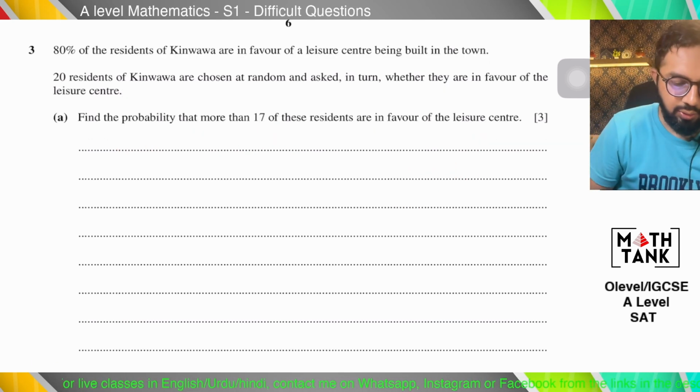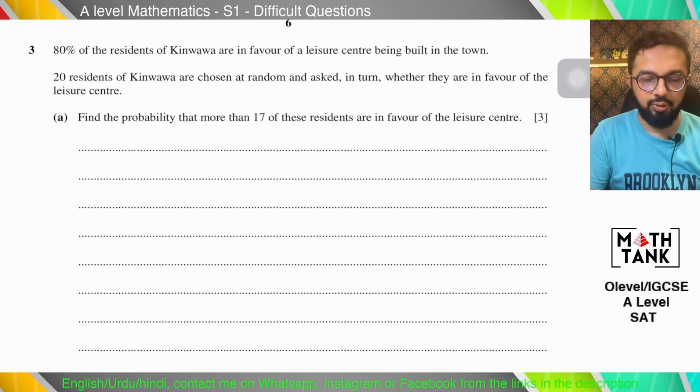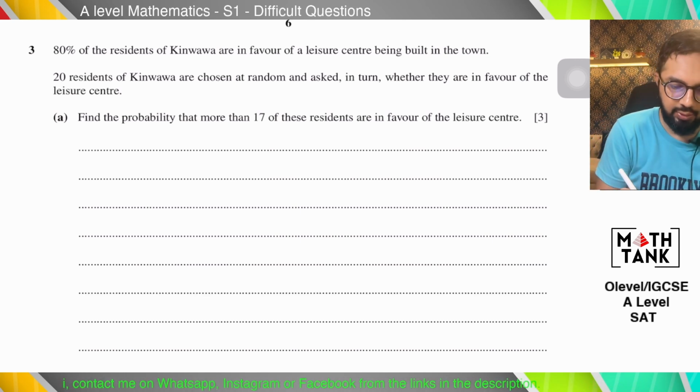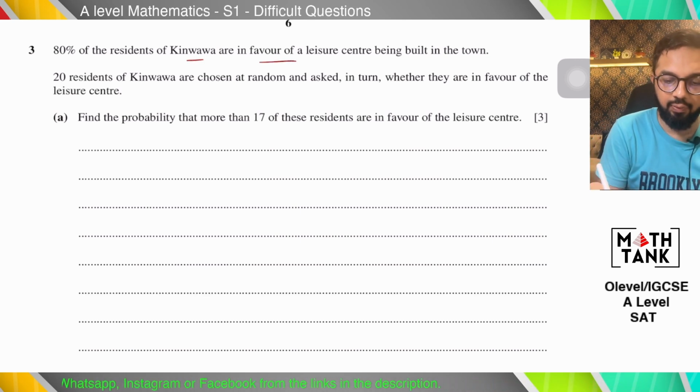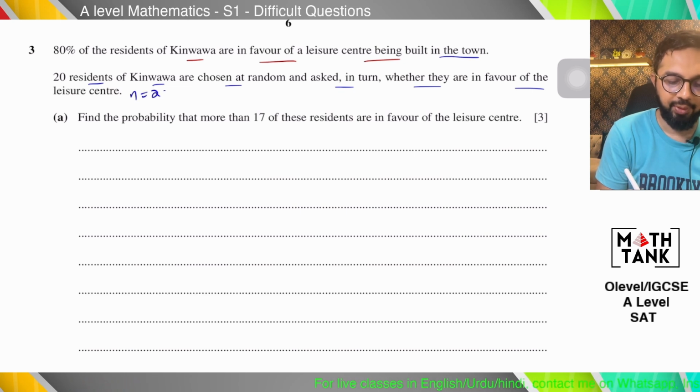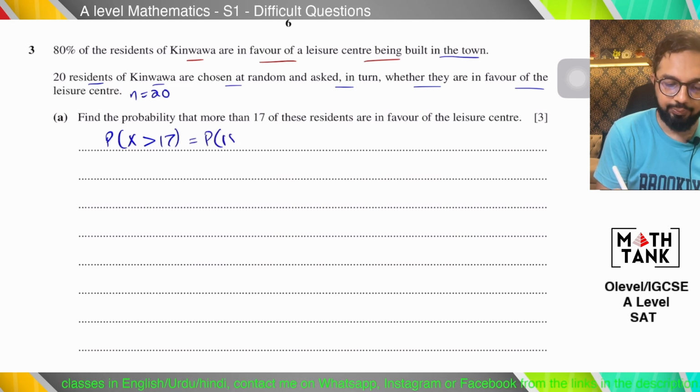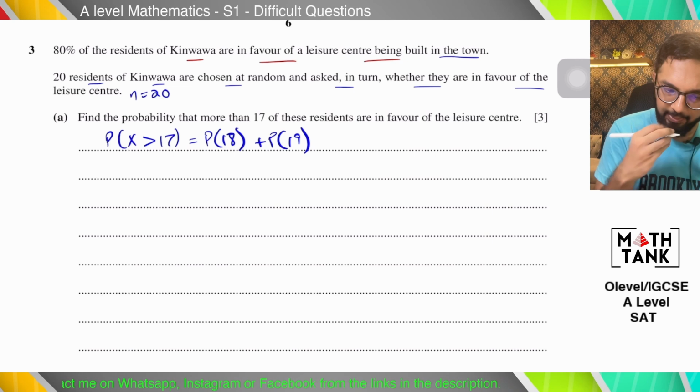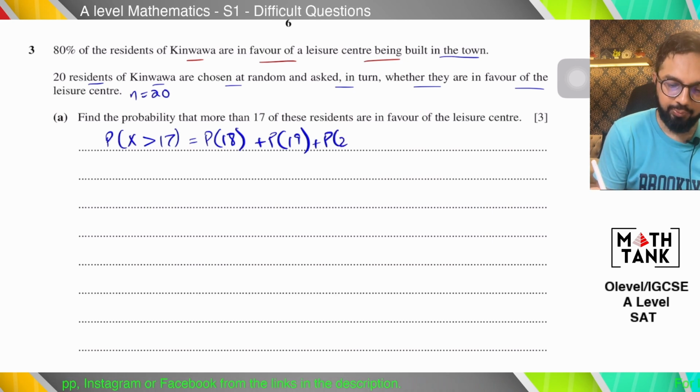Okay, continuing with the questions. This one says 80% of residents of Kinwawa are in favor of a leisure center being built in the town. 20 residents of Kinwawa are chosen at random and asked in turn whether they are in favor. So 20. Find the probability that more than 17 are in favor. So more than 17: 18, 19, and 20. So I think that sounds easy.